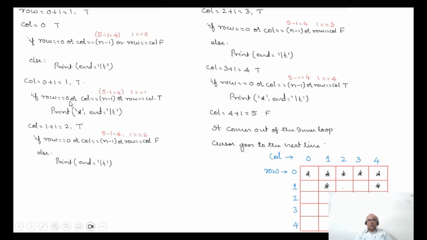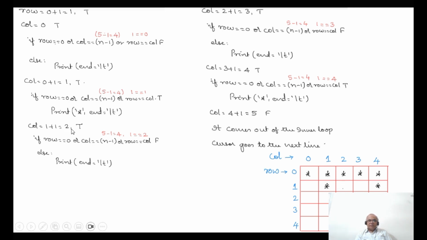If row is equal to 0, no, because row is 1. Or column is equal to n minus 1, 5 minus 1 it becomes 4. No, because column is 1. Or row is equal to column. What is the row number? Row number is 1. What is the column number now? You have 1. Is 1 equal to 1? Condition is true. Then it will go into print star. What is that? This one. Then the cursor jumps to the second column.